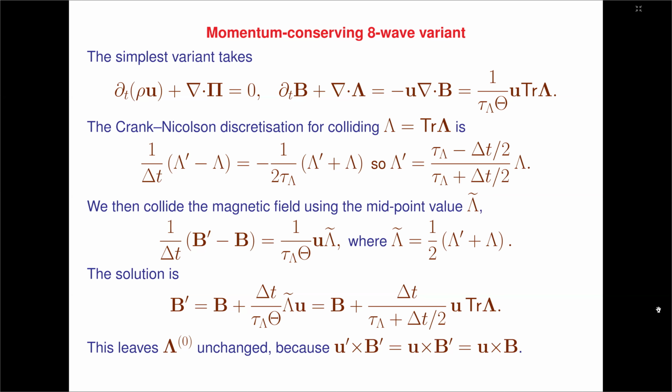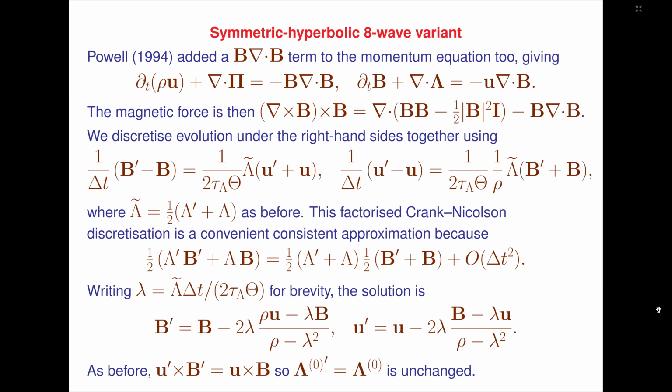But what Ken Powell did was to say, well, actually, I don't like that. I want my Lorentz force to be J cross B again. So then I need my Maxwell stress and a correction term, B dot grad B. So now I've got to have a right-hand side for colliding B and for colliding U. And then if I factorize my Crank-Nicholson, so I have these bits after and before, this is a consistent factorization of what natural Crank-Nicholson, product at the end, product before, factorizes like, and I have a nice solution. And again, the lambda tensor at equilibrium is unchanged.